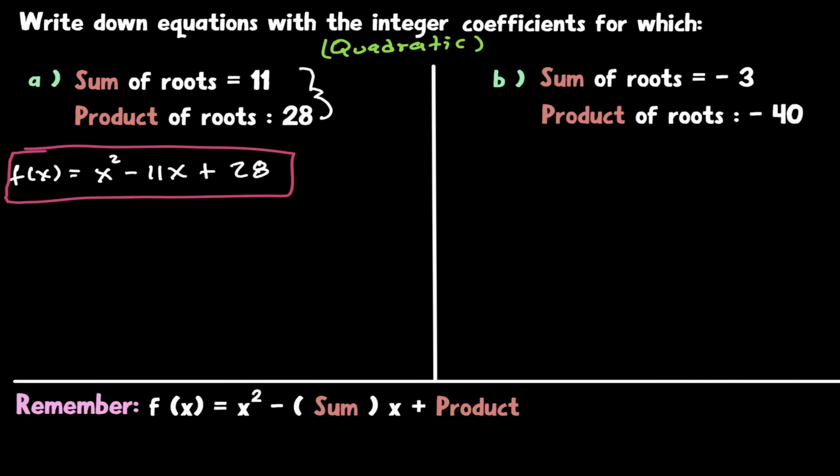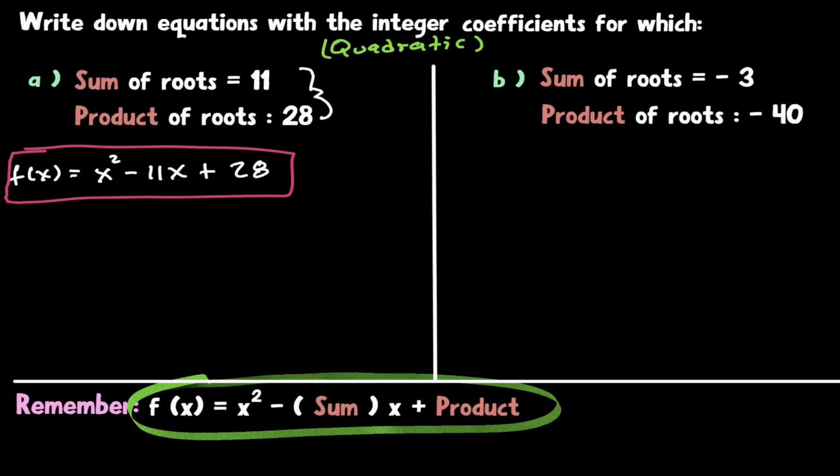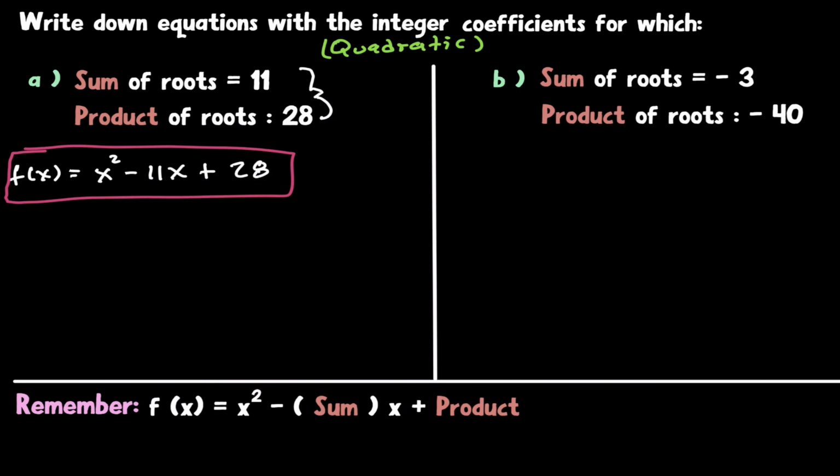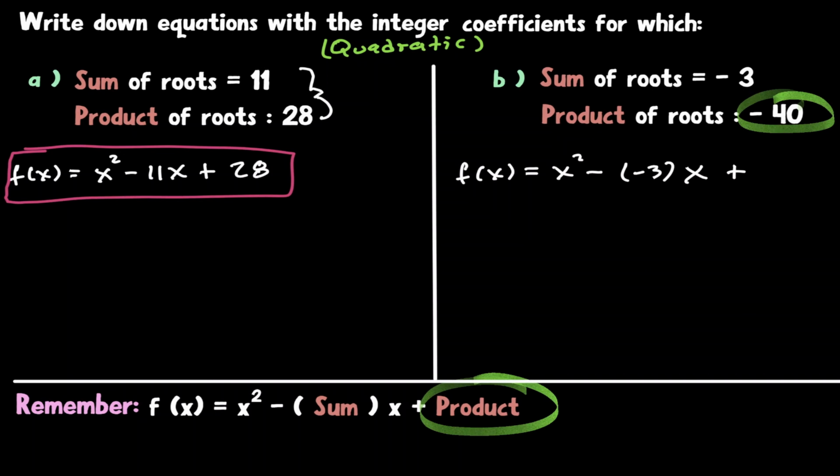We are looking for a quadratic where the sum of the roots is equivalent to negative 3 and the product of those roots is equivalent to negative 40. So all we have to do, let's just plug it in to the form that we have defined previously. We're going to have f of x equals x squared minus the sum of the roots, which has a value of negative 3, x plus the product of the roots, which has a value of negative 40.